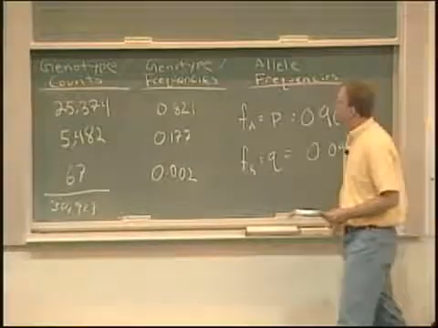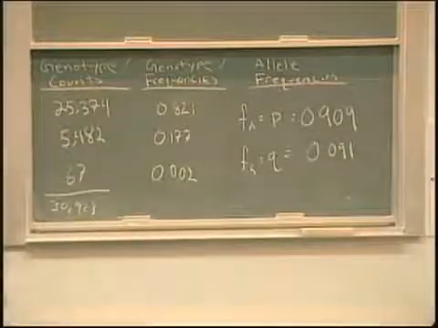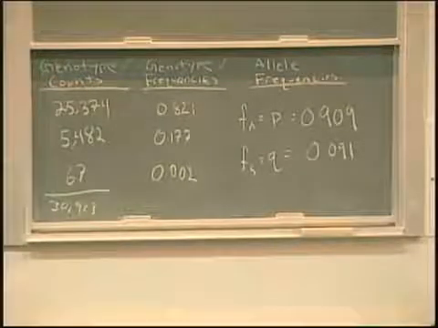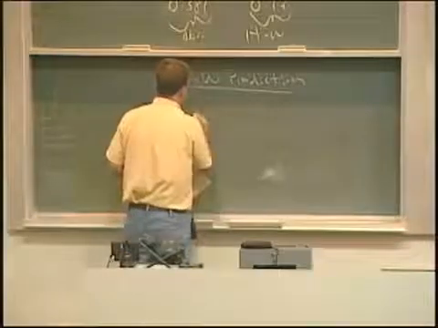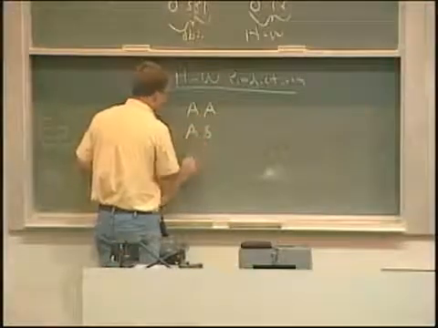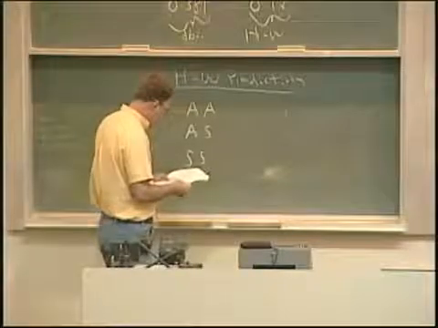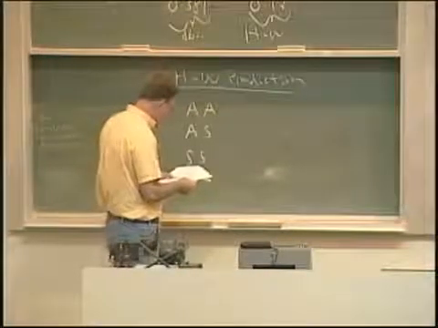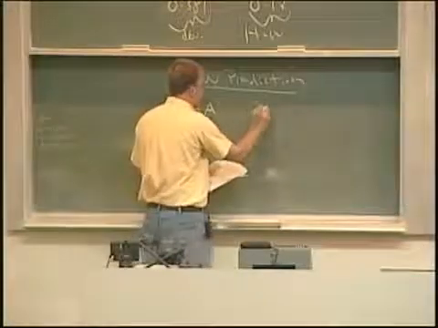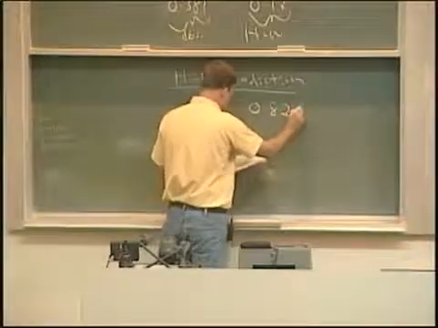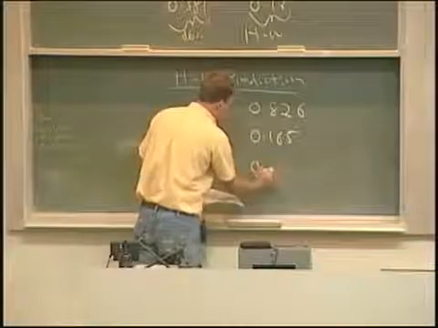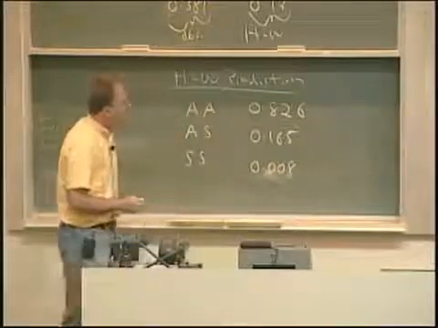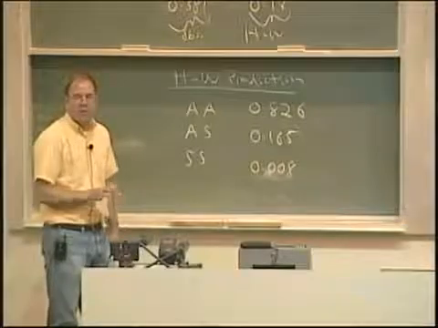So what are the predicted frequencies under Hardy-Weinberg for these individuals? So let's say the HW prediction. Here are our genotypes. The predicted frequencies are 0.826, 0.165, and 0.008. Now, once again, you have to do a statistical test to determine whether these frequencies are different. I'll tell you that they are.